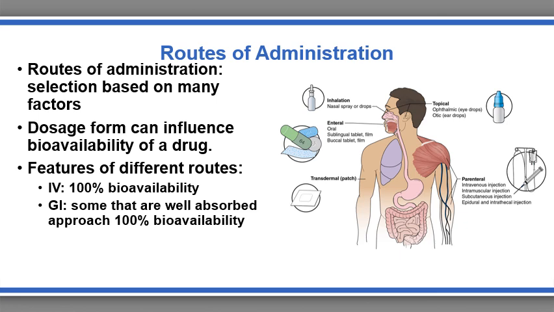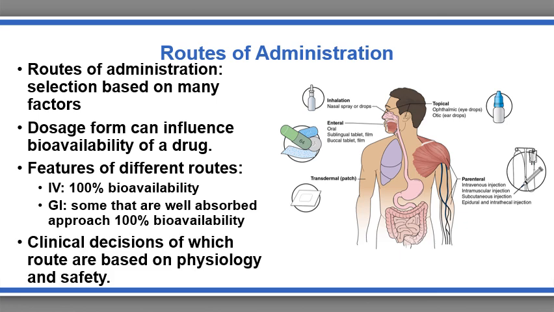In the case that a drug isn't 100% bioavailable, that's going to impact how much of a dosage the person's going to get. Because in those cases, the dosage may need to be higher because it's not all bioavailable. In some cases, some drugs are well absorbed by the gastrointestinal tract, so some of them can be dosed based on that.